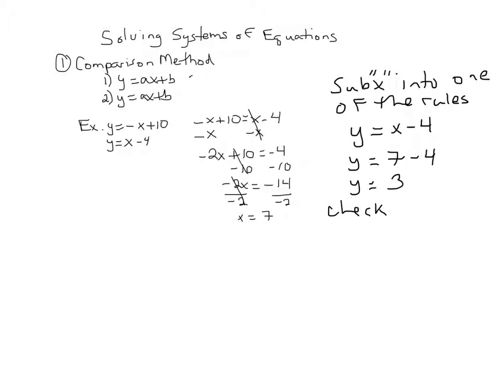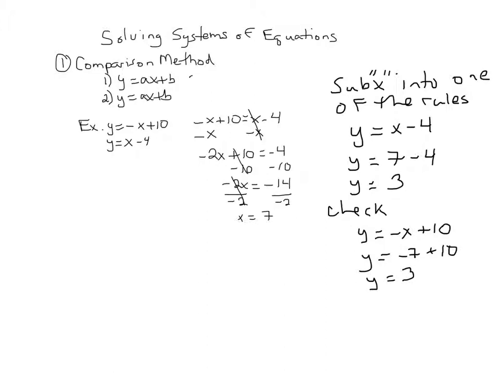Okay, so it would be y equals negative x plus 10. So if I plugged it in, it would be y equals negative x, so negative of 7 is negative 7 plus 10. And you see you get y equals 3 again.